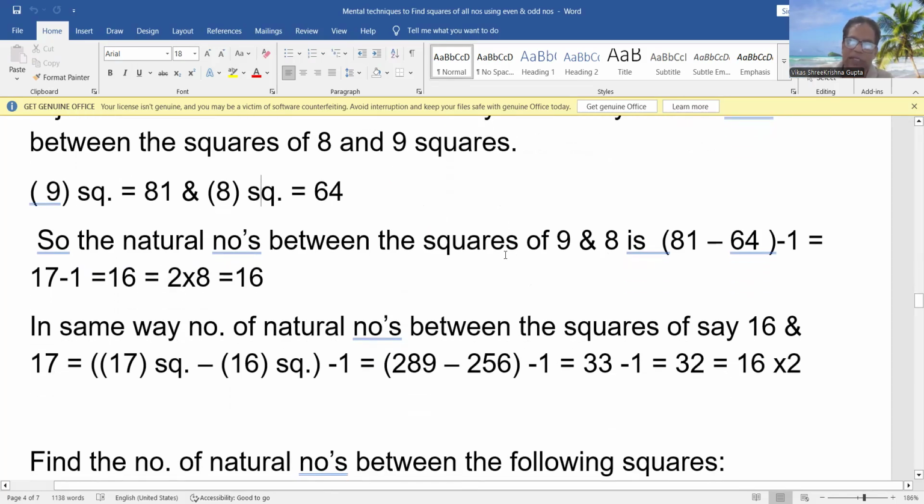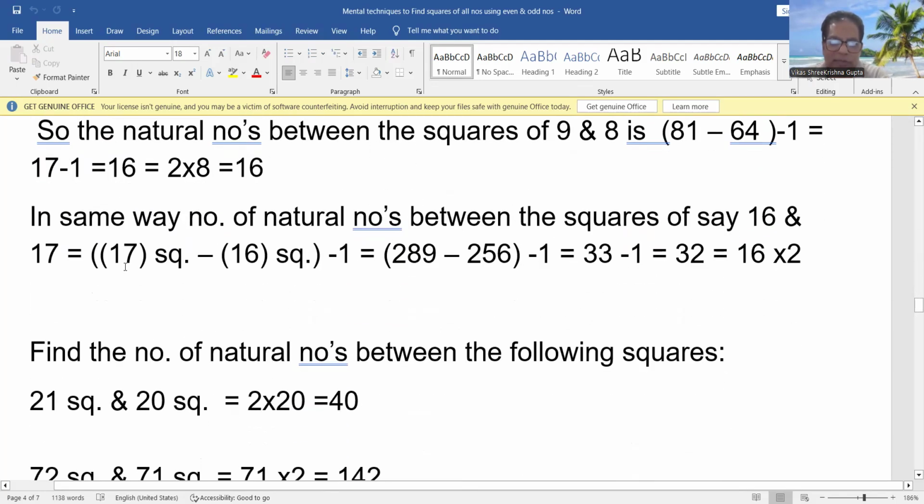So what I meant to say is that the square of a given number is the square of the previous number plus 1 more than that range. Suppose I ask you how many natural numbers are there between the squares of 17 and 16? Your answer is 2 into 16. Just multiply the lower number by 2. So the answer will be 32.